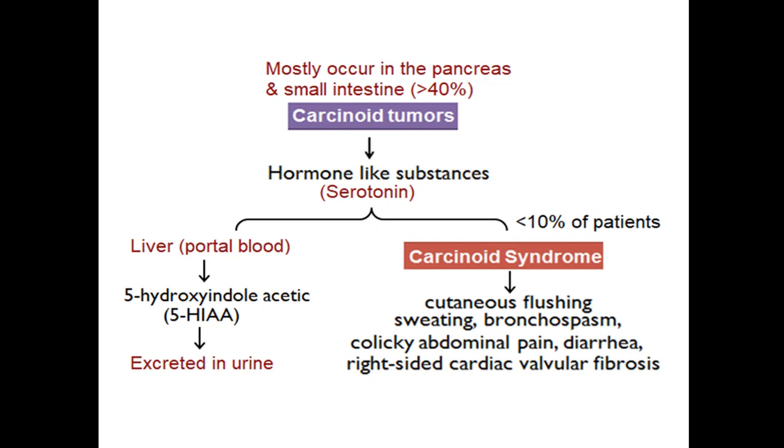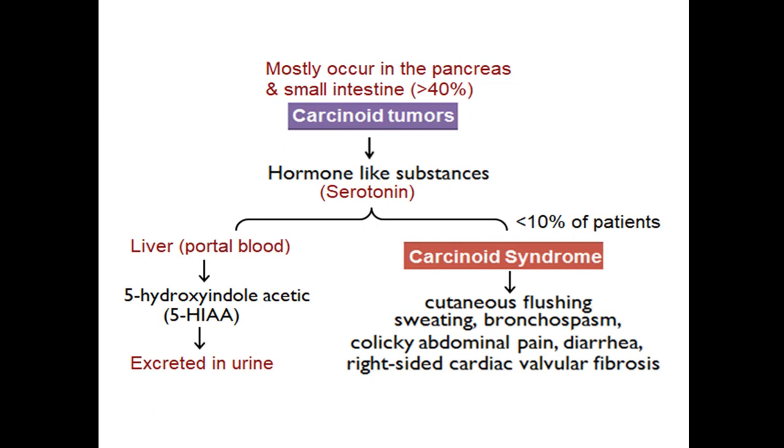So what happens is that we know the liver is the metabolic machinery of the body, and it will detoxify most of these hormones. This is the case when the carcinoid tumors particularly occur in the pancreas and small intestine. And most of the carcinoid tumors, we can say more than 40%, occur in the small intestine, duodenum, and jejunum.